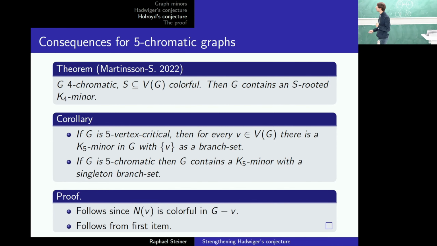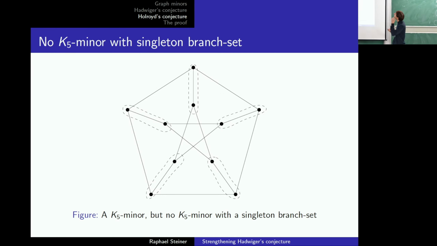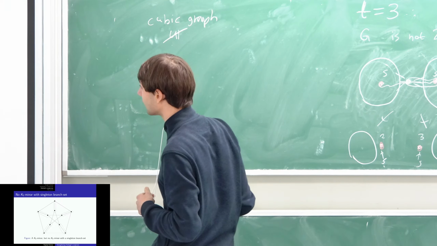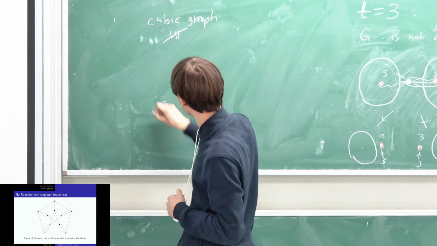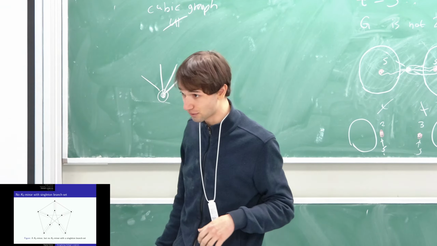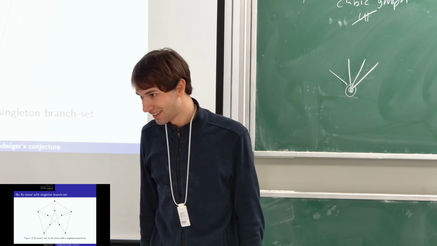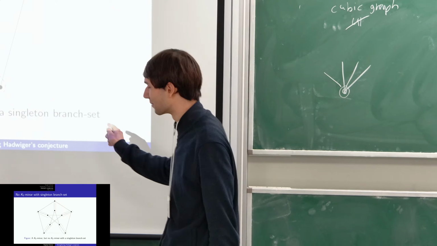Okay. Now to convince you that this is really stronger than Hadwiger's conjecture for 5-chromatic graphs: there are many graphs, actually graphs which contain arbitrarily large clique minors and don't have a K5 minor with a singleton branch set. So if you have any cubic graph, it's trivial, it cannot contain such a minor, right? Because you want a singleton branch somewhere, and it should have edges to all the 4 other branches, so it must have degree at least 4. So take any cubic graph, and cubic graphs can contain K 10 billion as a minor, but they still don't have a K5 minor with a singleton branch.